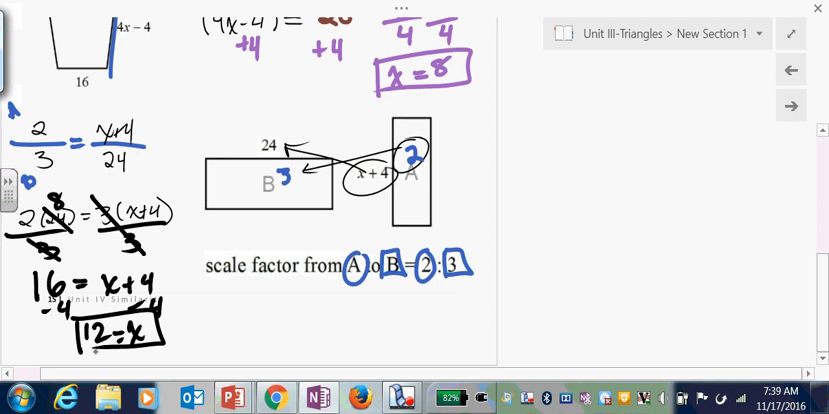You can always put your numbers back in here. So if I put a 12 here, I know this is 16. And then I check my ratio. If I want to, which you can, 8 goes in here twice, and 8 goes in here 3 times. Behold, 2 to 3 ratio.